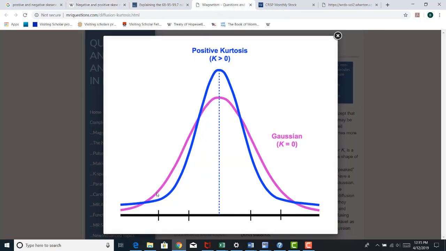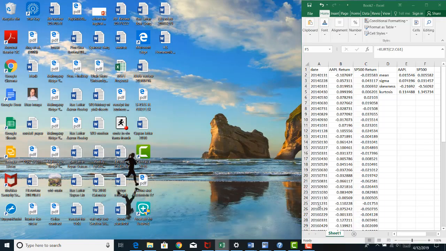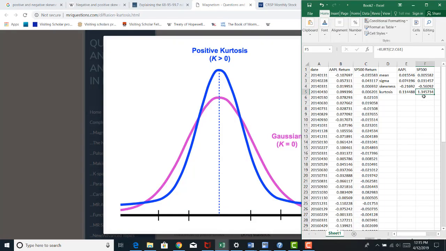So Apple probably looks more like this purple line with respect to the thickness of the tails of the distribution here, whereas the S&P 500 has much thicker tails. So if you look again at the S&P 500 kurtosis, you have a kurtosis of 1.35. So again, we can make economic inferences regarding these statistics of skewness and kurtosis as well.